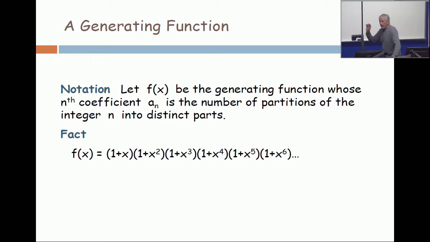Now, you have to understand what this statement means. If I multiply 1 plus x times 1 plus x squared times 1 plus x cubed, et cetera, et cetera, et cetera, and I want to know the coefficient of x to the nth power. Let's take a specific one, x to the 17. How do you get an x to the 17 out of this product?